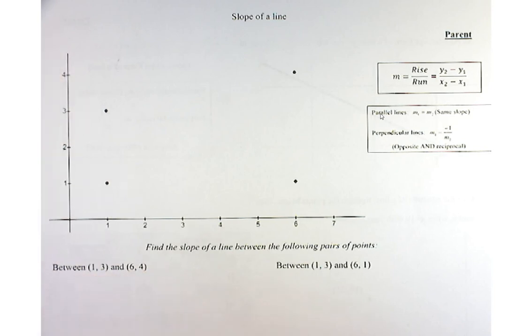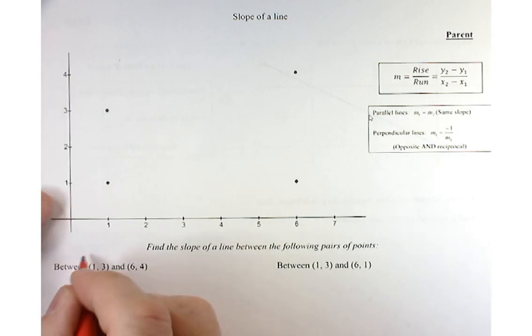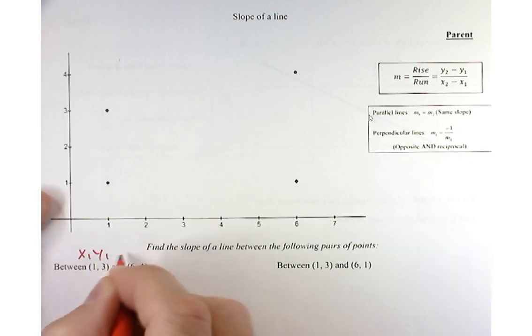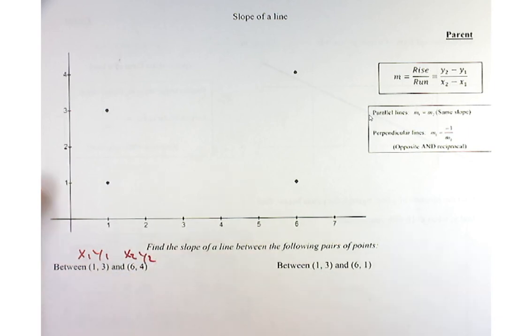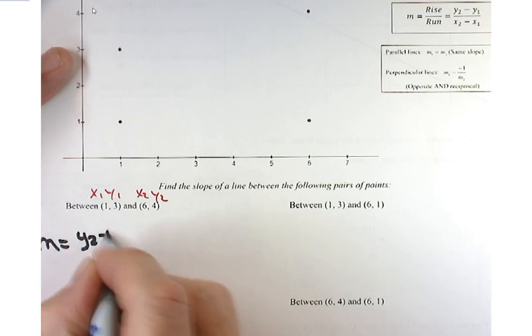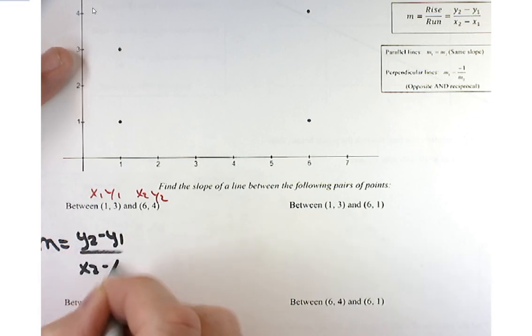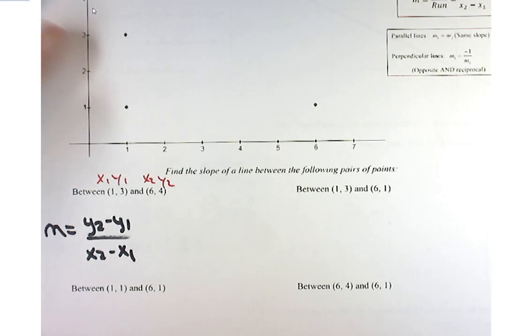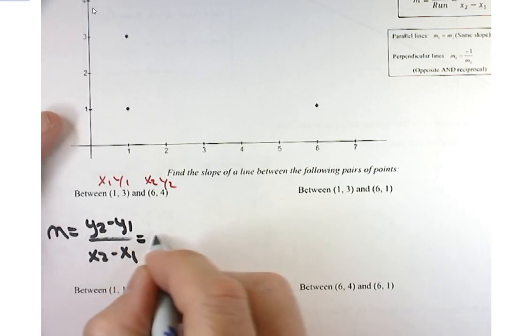Now, typically when we work these problems, what I do, especially when I'm teaching it, is I'll write down x1, y1, x2, and y2, and then just fill all that stuff in. So see if we can make that work. That's going to be m equals y2 minus y1 over x2 minus x1. I'm just writing it down this first time for practice. Eventually, hopefully you'll have that memorized. Let's fill in what we get here.